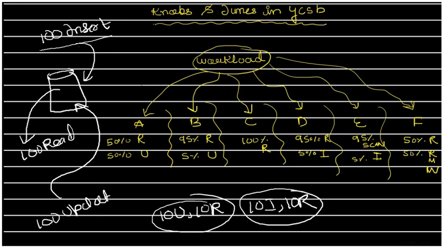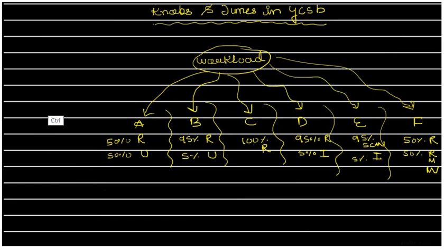In YCSB we have standard workloads. These are all predefined by YCSB itself. They are workload A, workload B, workload C, workload D, workload E, and workload F. So there are 6 workloads that are already defined by YCSB, and anyone can use them directly without any changes. So let's talk about workload A.